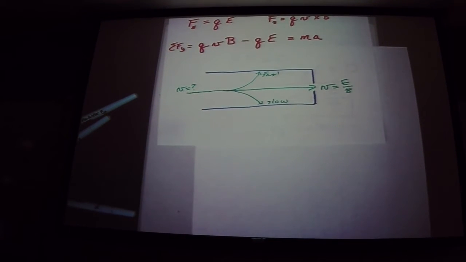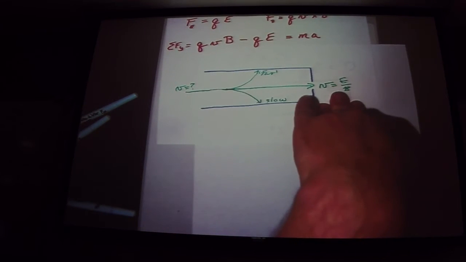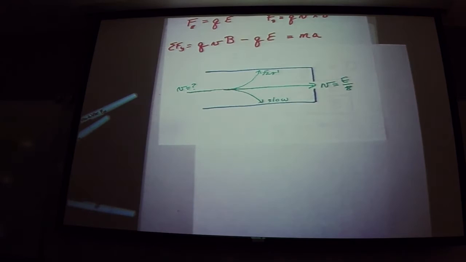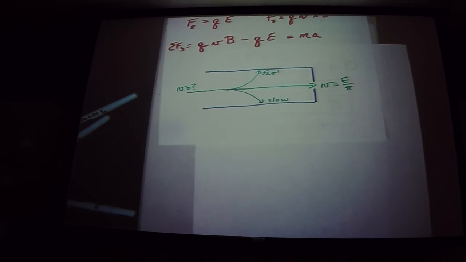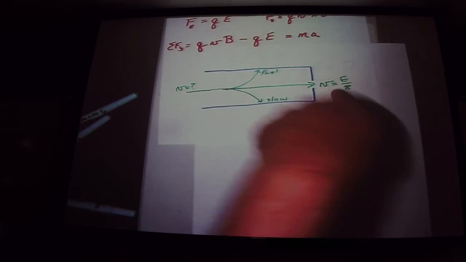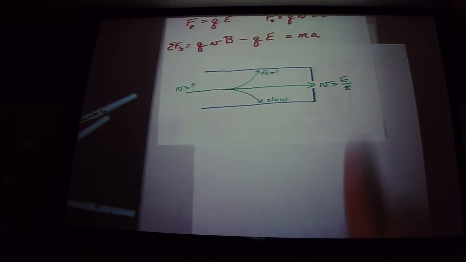Well, we want just particular ones because we want to look at one particular velocity. So what we do is use a velocity selector. We select only a particular velocity of the beam. And it could be electrons, could be ions, could be whatever you have. We just don't know their velocities. But when we come out here, we do.